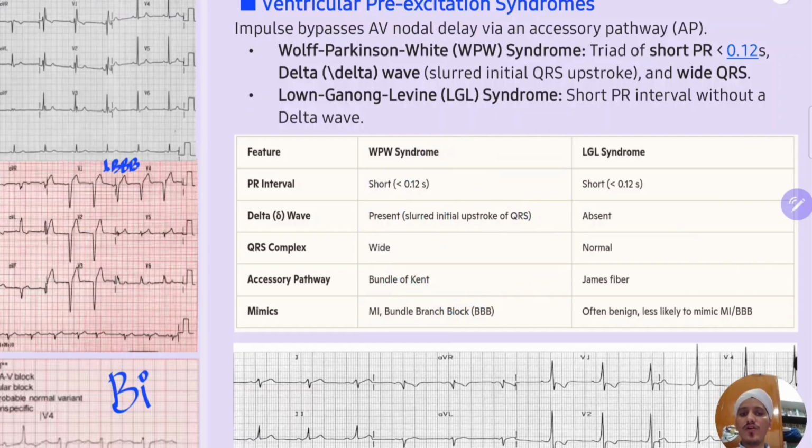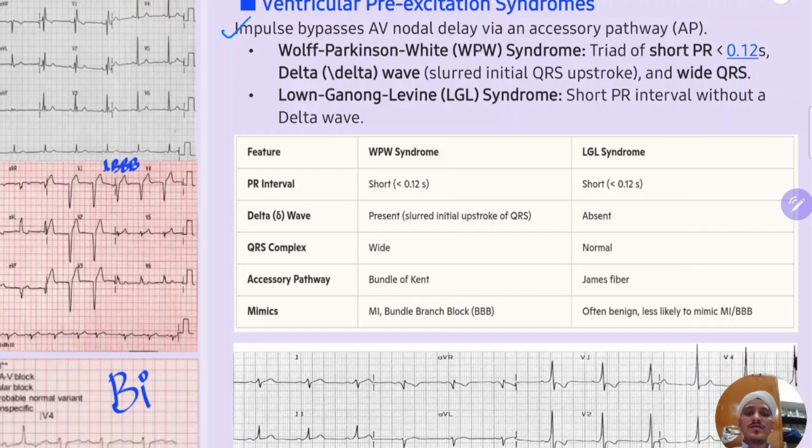So that is in 2 forms. One thing you remember: the impulse bypasses the AV node. The impulse bypasses the AV nodal delay via an accessory pathway. That's why the PR interval is shortened. Because the AV node will put a brake on the impulse, and that brake is cut out by this accessory pathway. That's why this PR interval is shortened.